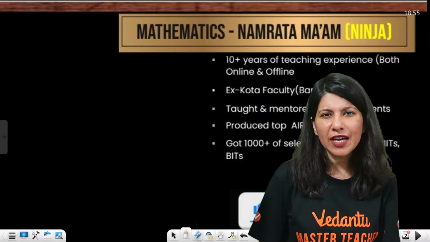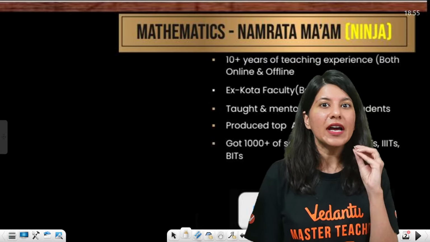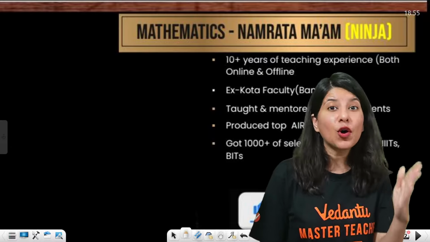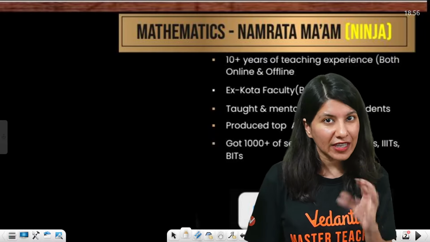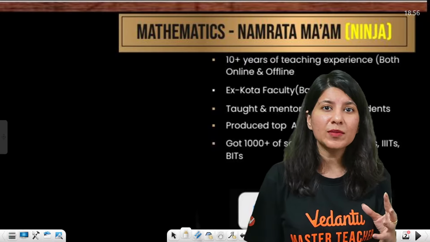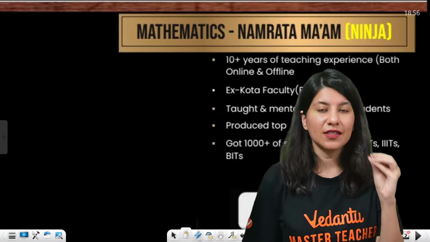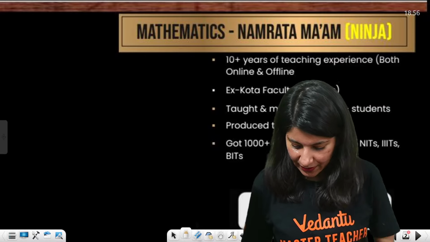We are not going to plan any break in the session. So in one go, we'll try to finish 3D geometry from the very basics. We'll cover PYQs as well. We'll cover as many problems as possible. We'll cover all theory, all concepts.